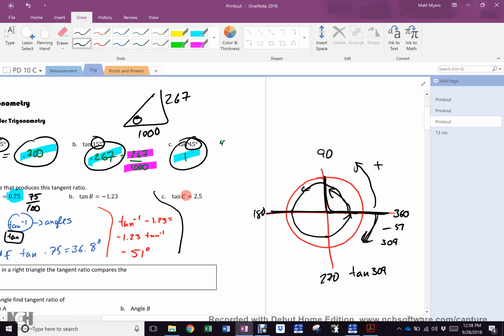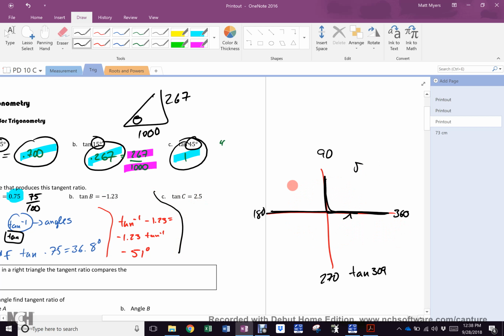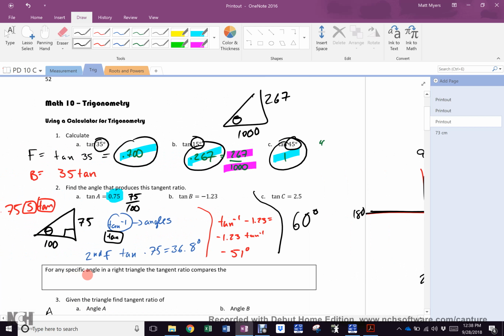So what then is the angle for 2.5? 60. Can everybody work tangent both ways? Excellent. So this works for any specific angle. Now, we know there is one angle in a triangle that we can't do this for. What is it? 180 is never an angle in a triangle. 90. So for any specific angle, so it's not the 90 degree one. Has to be one of the other two.